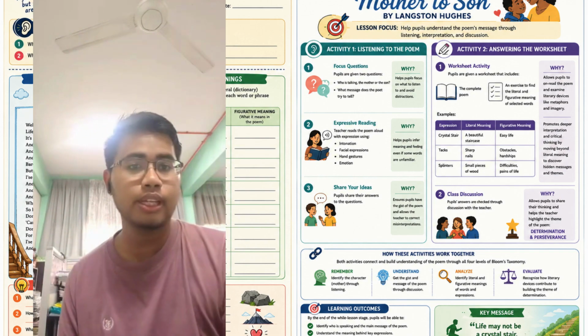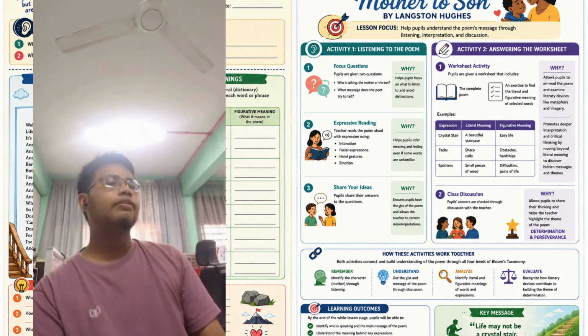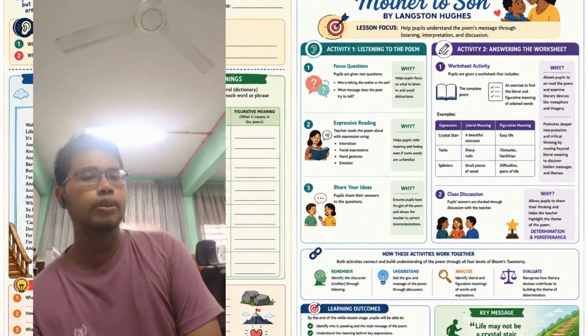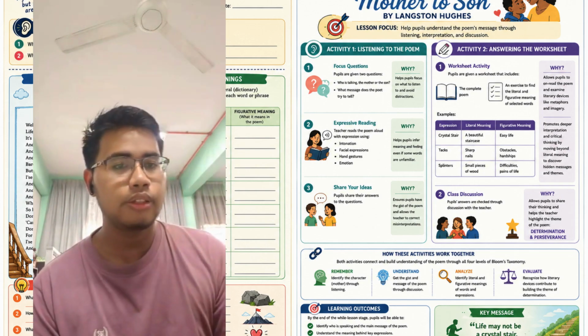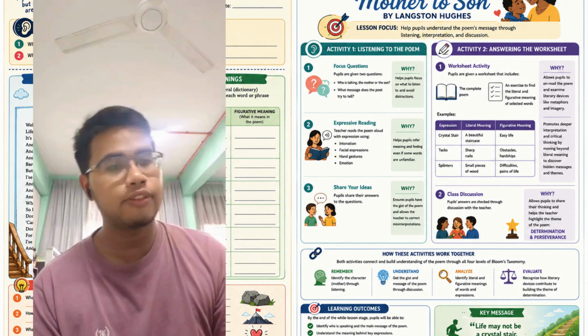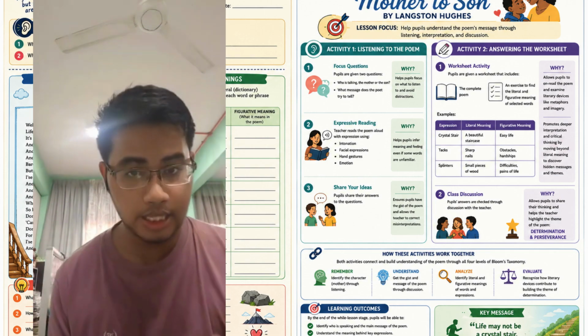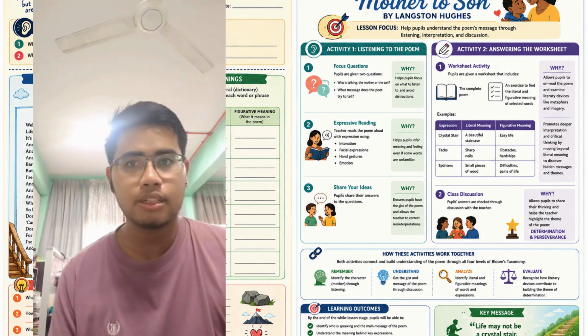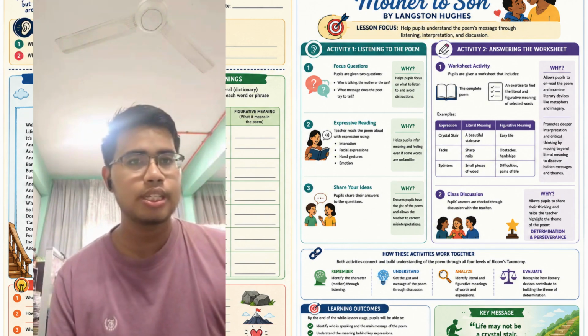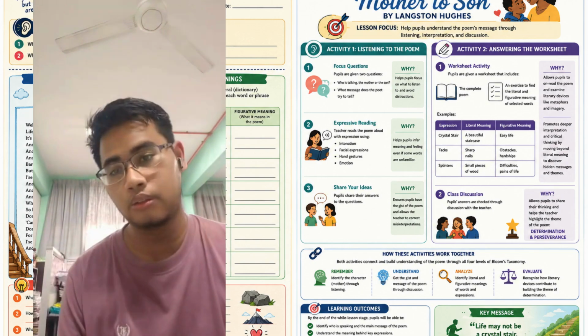And then for the second activity, it lets students analyze by identifying both the literal and figurative meaning of the words in the poem, and evaluate by identifying the significance of literary devices used in the poem toward building its theme. So that's pretty much the second part. Let's move on to the third part.